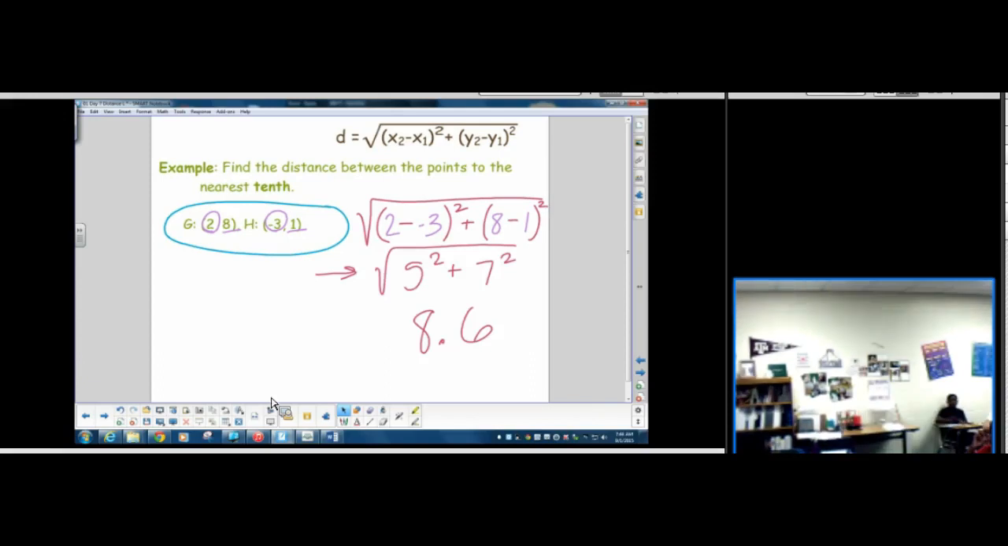Ask me a question about how I got 8.6. If you did not get 8.6, ask me a question. Yeah? We can do this. You can do the distance formula. It's like exciting stuff, right? This distance formula. Okay, try another one.